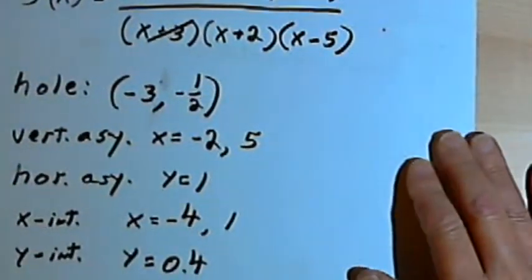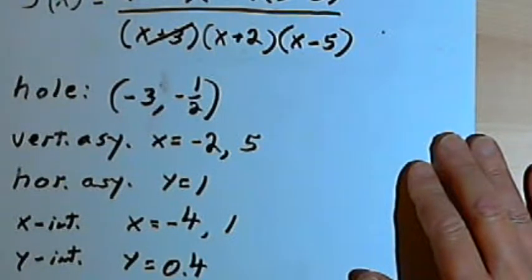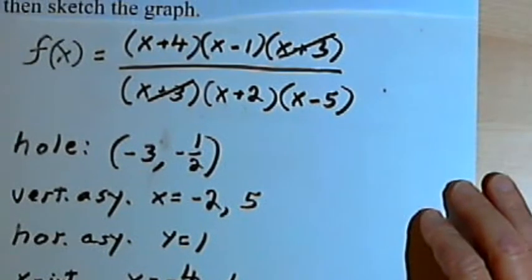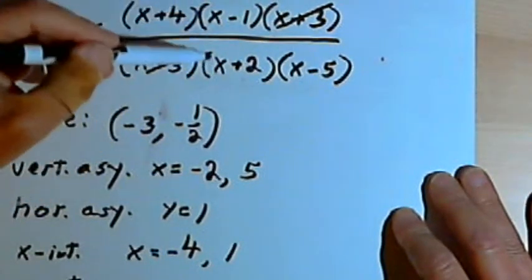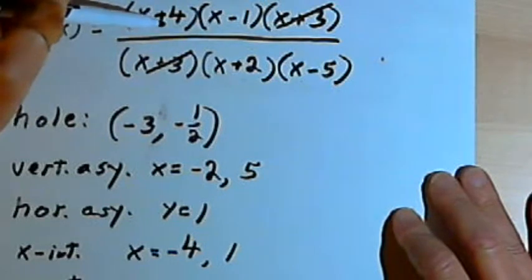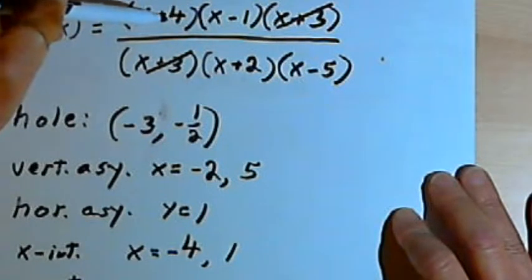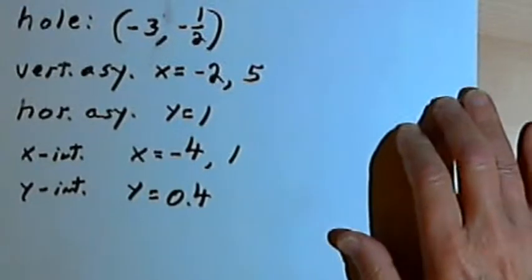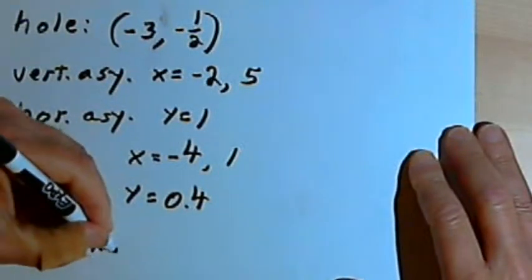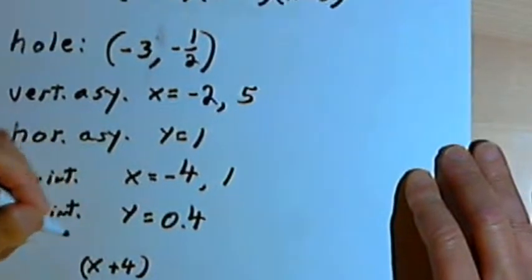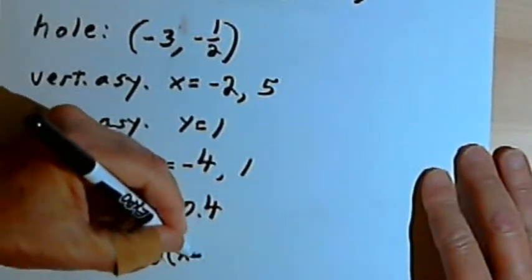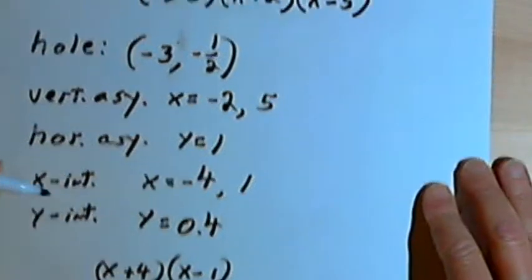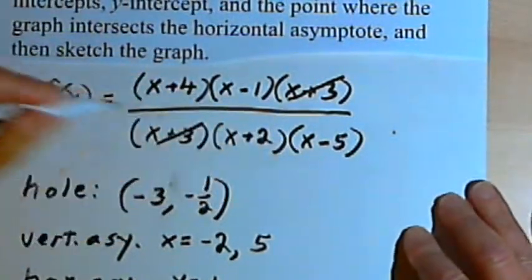Okay, and the last thing we have to find is the point where the graph intersects the horizontal asymptote. Okay, the horizontal asymptote was 1. So what we want to do is take this fraction and set it equal to 1 and find out what x would be when it equals 1. So I'm going to have x plus 4 times x minus 1 over x plus 2 times x minus 5.